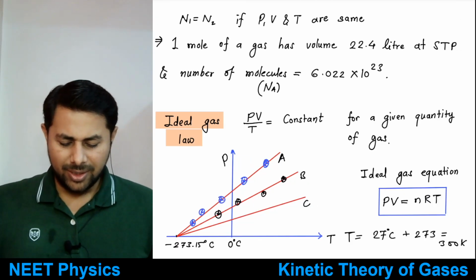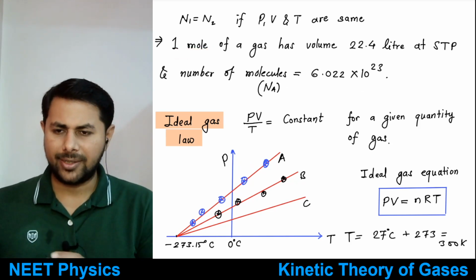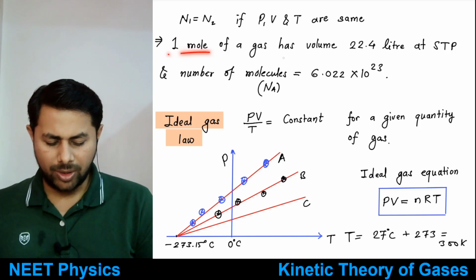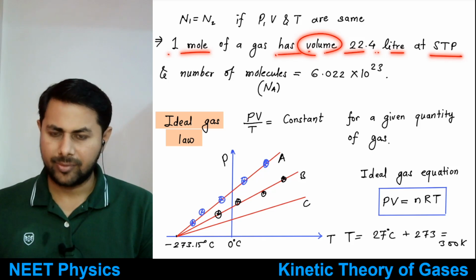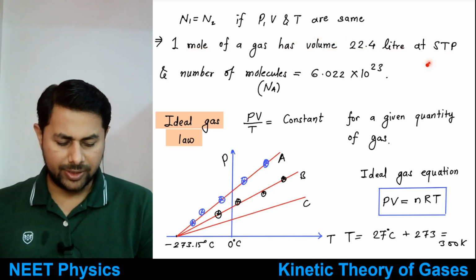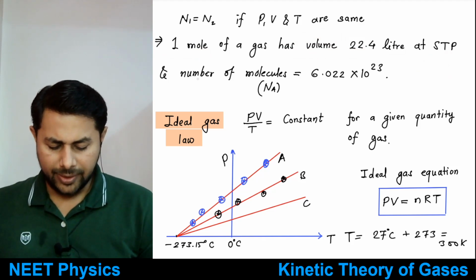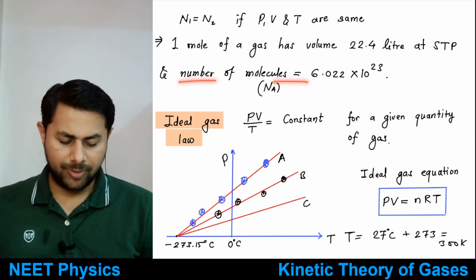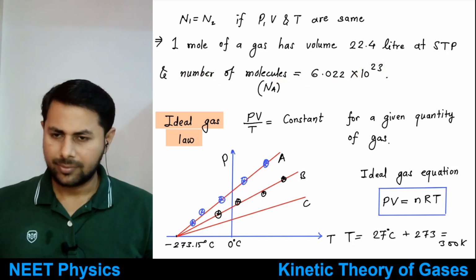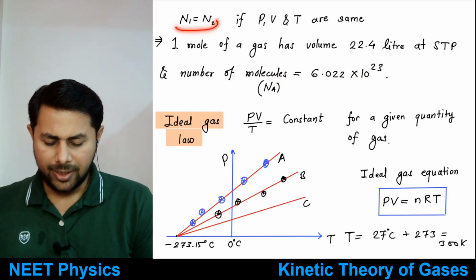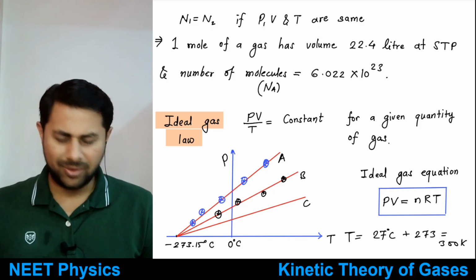So now, Avogadro defined a quantity called a mole. One mole of a gas has a volume of 22.4 liters at STP, standard temperature and pressure, which is 0 degrees Celsius temperature and 1 atmosphere pressure, and the number of molecules is 6.022 multiplied by 10 raised to 23. Avogadro says that the number of molecules is the same if P, V and T are all the same for two gases.